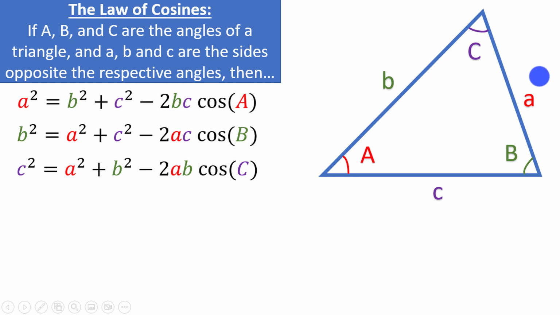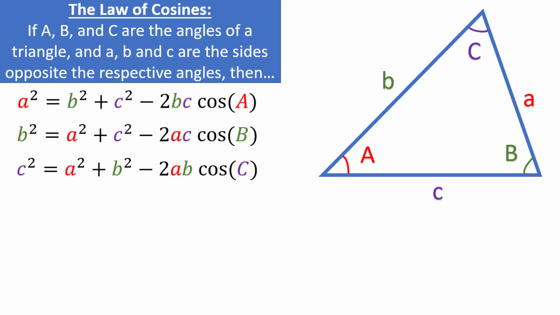Instead of thinking about lowercase a, we could think about lowercase b. Lowercase b squared is equal to the other two sides squared and added together, lowercase a squared plus lowercase c squared, minus 2 times those sides again, lowercase a and lowercase c, times cosine of the angle that is opposite to the side you started with, uppercase B. The same is true if we wanted to work with the side lowercase c. It's more helpful to memorize the idea rather than memorize the formula.